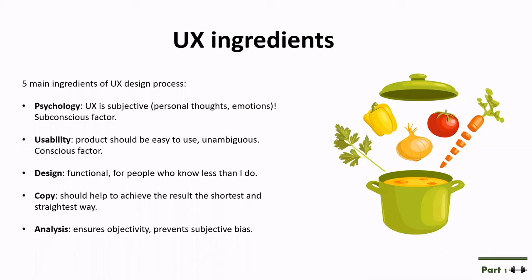This element is here because it should help the user to achieve the result in the shortest and most straightforward way. And what we as writers usually don't do is the analysis, but it's a helpful tool because it ensures objectivity, and the statistics are clear. They show what users like, what they don't like, what works, what doesn't work. I'm sure a lot of things here sound a bit familiar when you connect them to your writing profession.